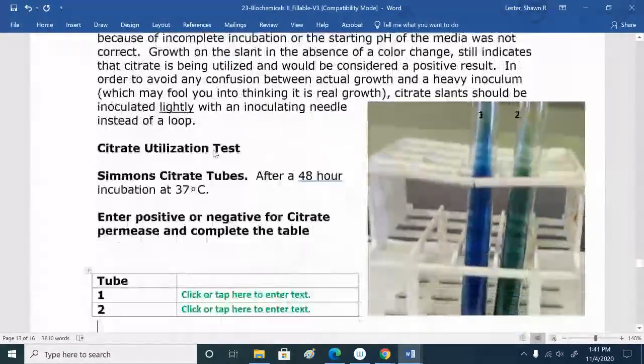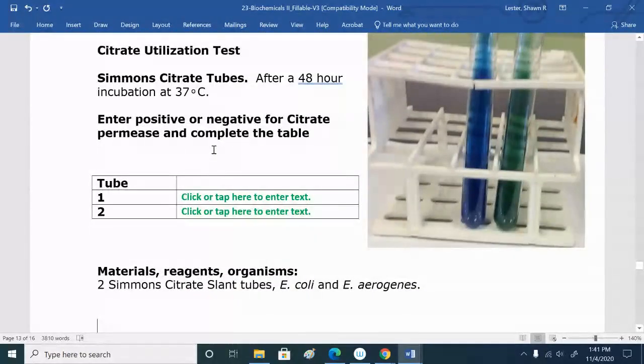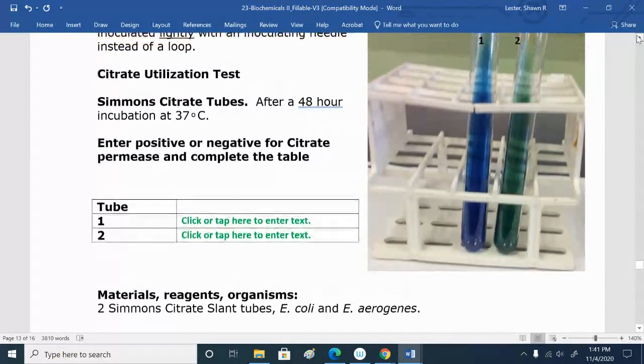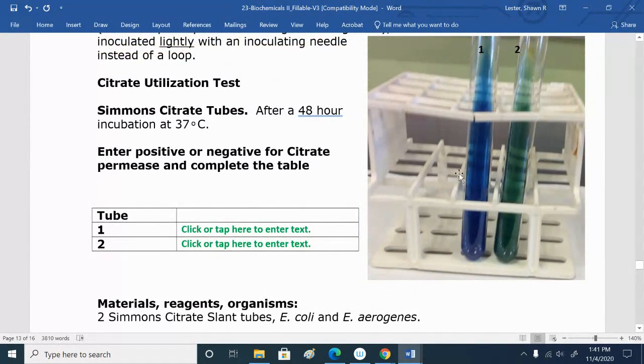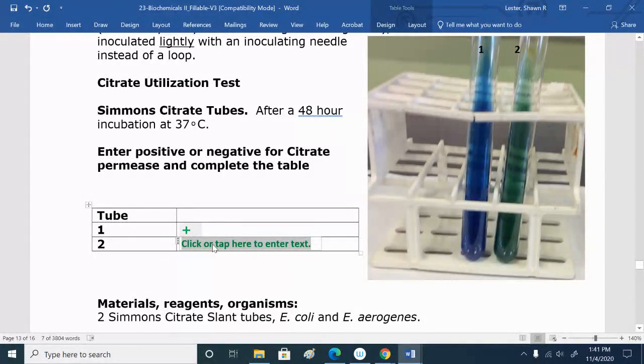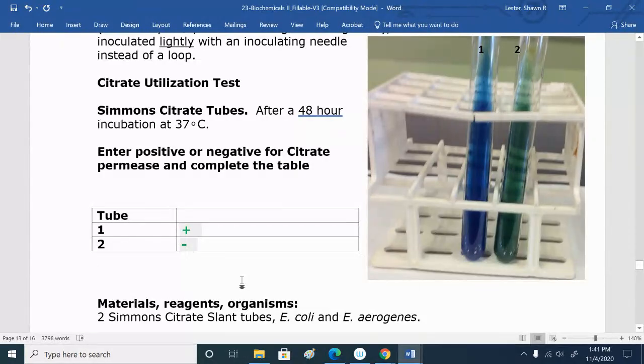Here we have our two tubes, tube 1 and tube 2. So which one is positive? It's really obvious, right? Tube 1 is positive, tube 2 is negative. So again, we look for that beautiful blue color.